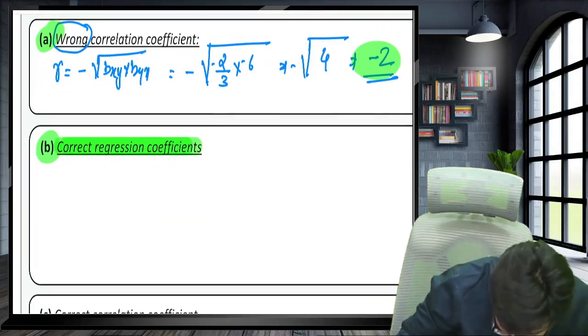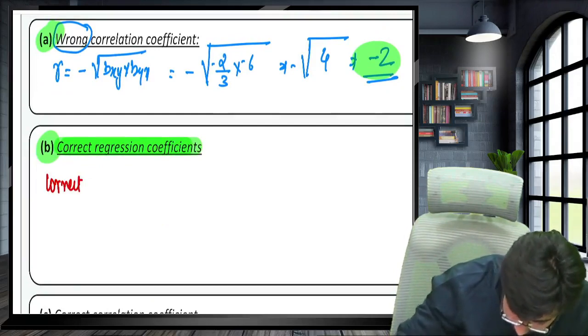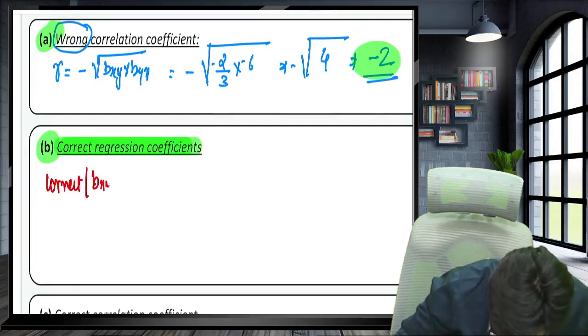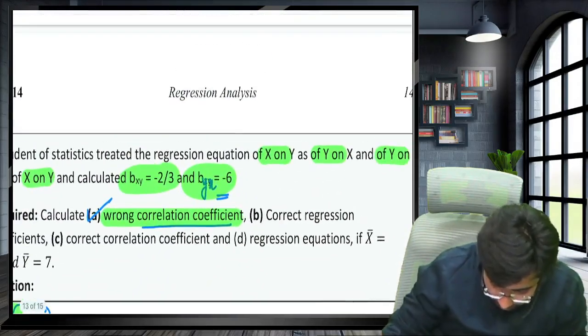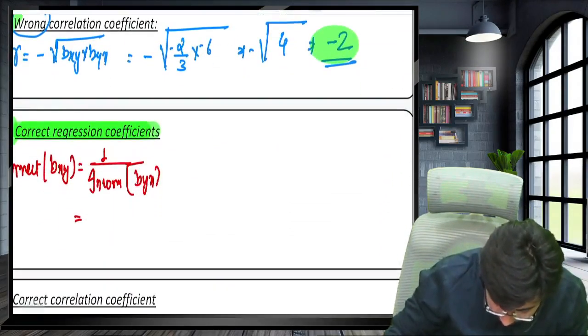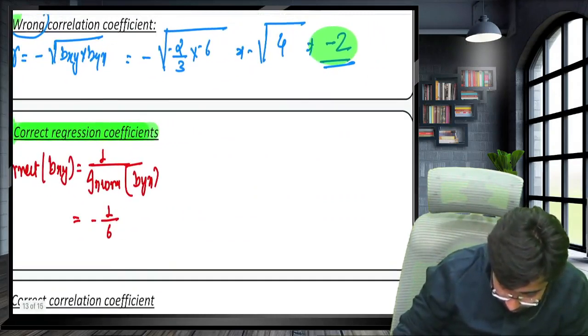Wait. Guys, correct bx on y is equal to 1 upon incorrect by on x. So guys, this will be 1 upon y on x, 1 upon minus 1 upon minus 6. This is my correct by on x.